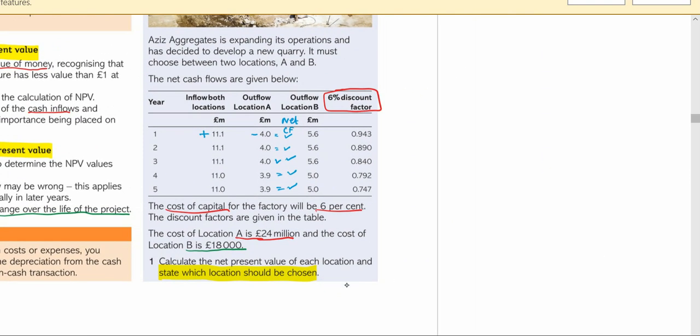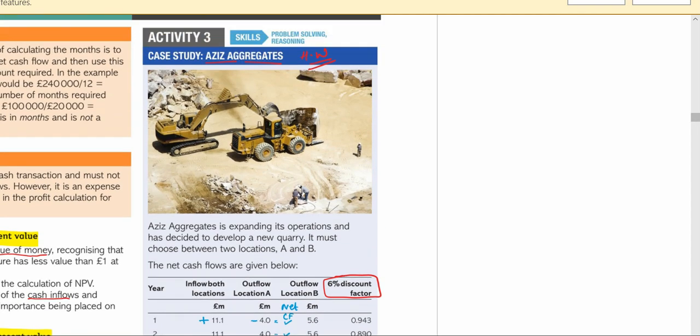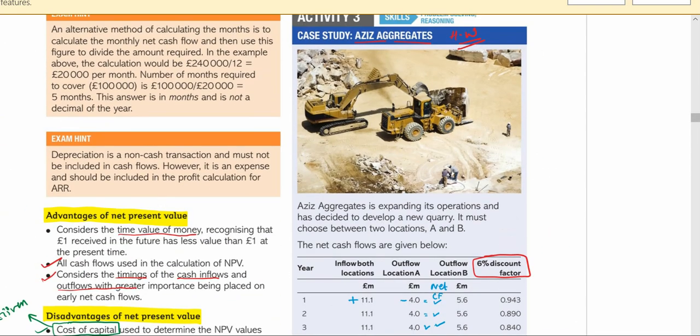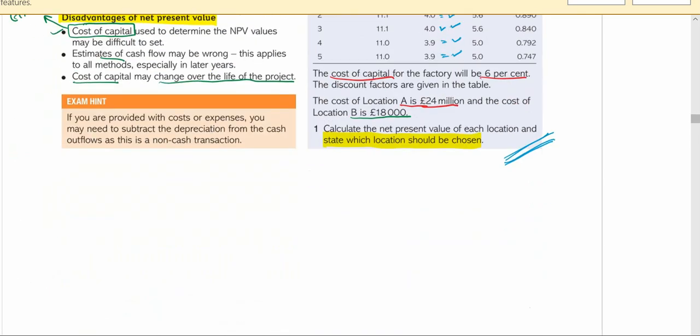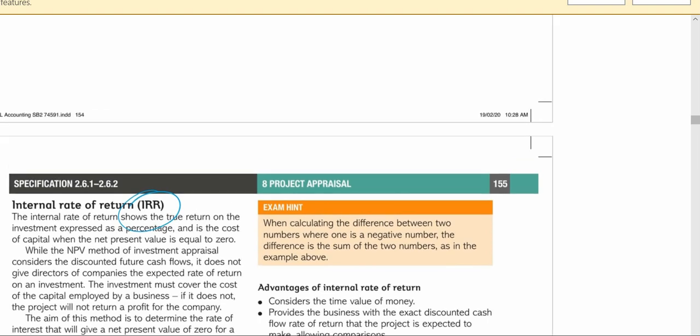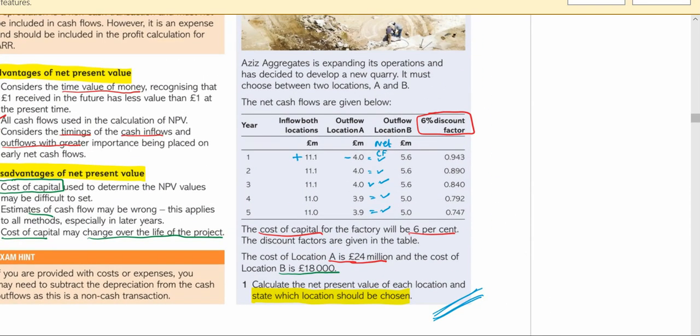So I think it's enough for today. You must do all the activity questions. In the next class we will discuss the problems related to net present value, and we will also cover what the IRR is. So this will be discussed in the next class. Okay, get my point?